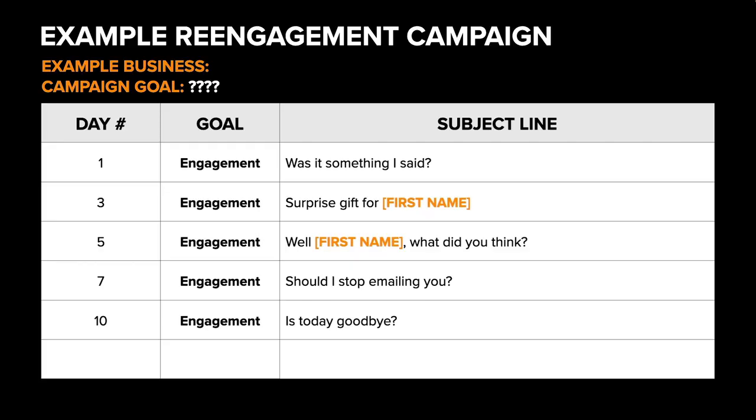Now come back after we've been a little passive aggressive and give them a gift, right? We want to be a bit of a roller coaster of emotions here in this second re-engagement campaign. So the first one, super passive aggressive. The second one, back to everyone's favorite tactics, bribes. Surprise gift for first name. Give them something, and give them something of value.